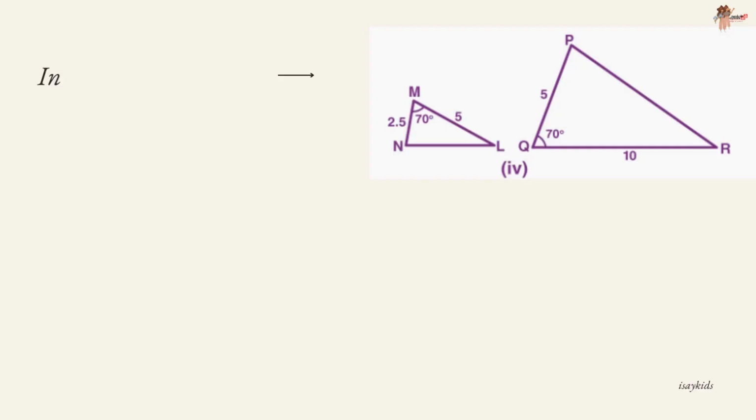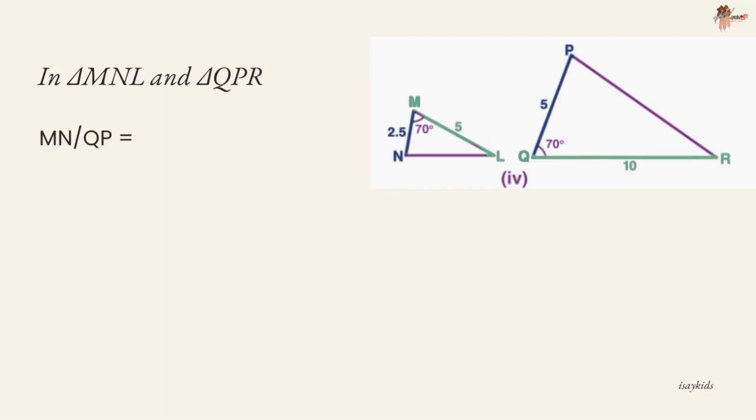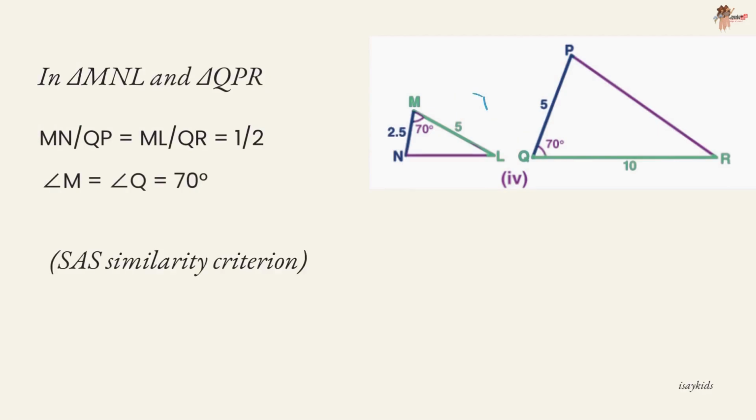Part 4. In triangle MNL and triangle QPR, it is given that MN upon QP is equal to 1 by 2. Angle M is equal to angle Q. Therefore, by SAS similarity criteria, triangle MNL is similar to triangle QPR.